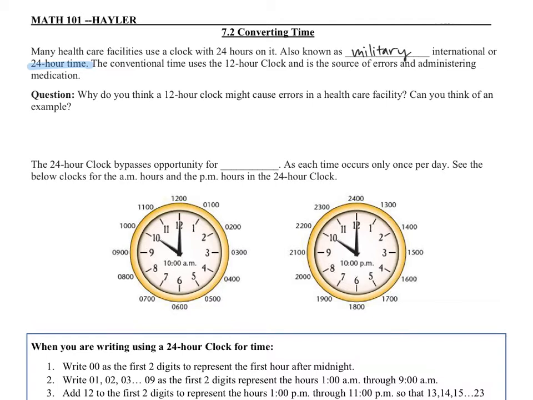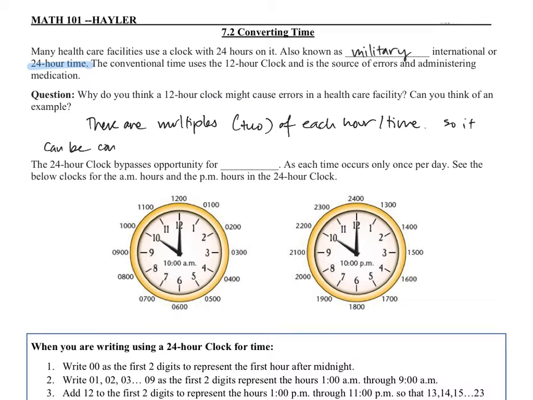In fact, there are 2 different everythings every day. There are 2 different 11 o'clocks every day, 2 different 12 o'clocks, 2 different 1:35s. Basically, there are multiples of every time. So I'll write this down. There are multiples of each hour or time. So it can be confusing which hour you are talking about.